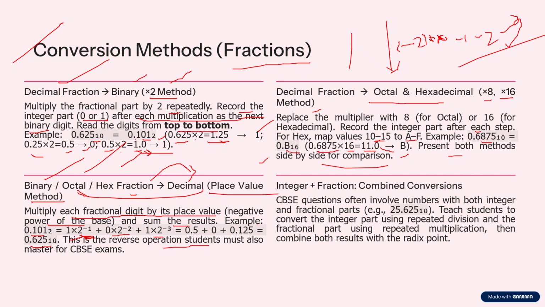Now let us see if there is an integer plus fraction part. Then for combined conversions, how are we going to convert? Suppose the number is 25.625 in decimal. Then for the integer part we use the repeated division method, and for the fractional part we use the repeated multiplication method. Here we will note down the remainder. Here we will note down the integer part. Then combine both the results with the radix point. Move to next.